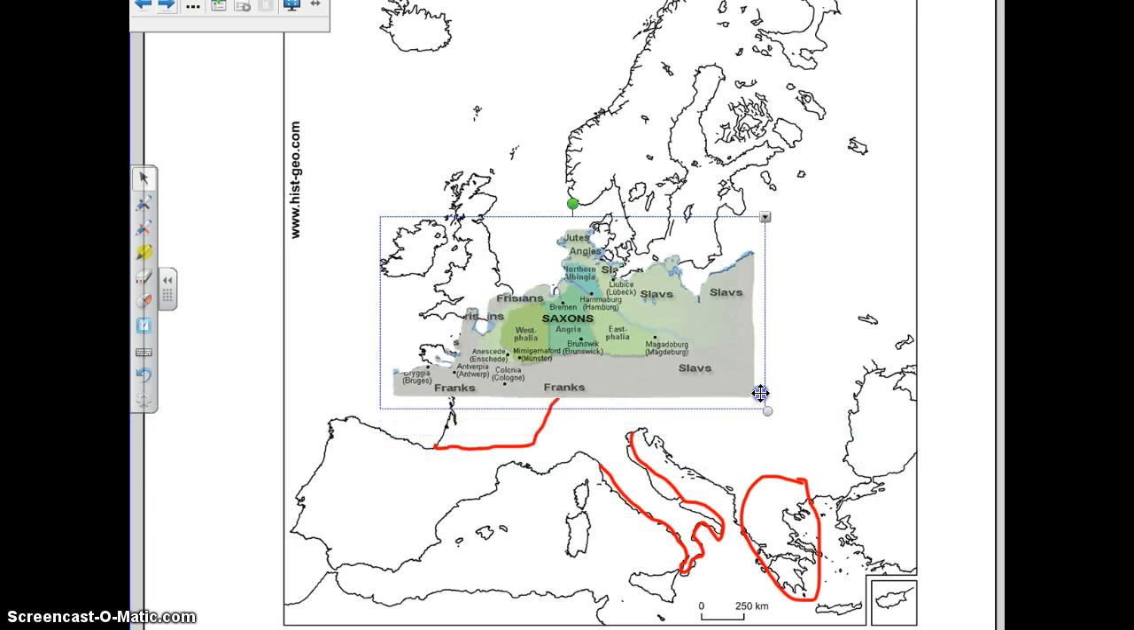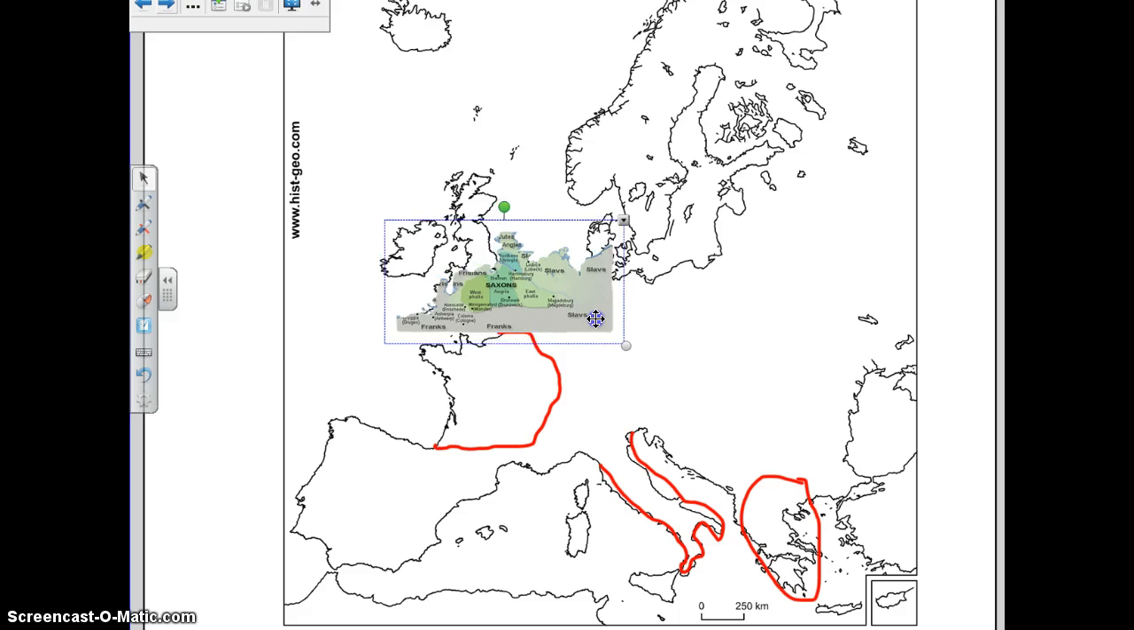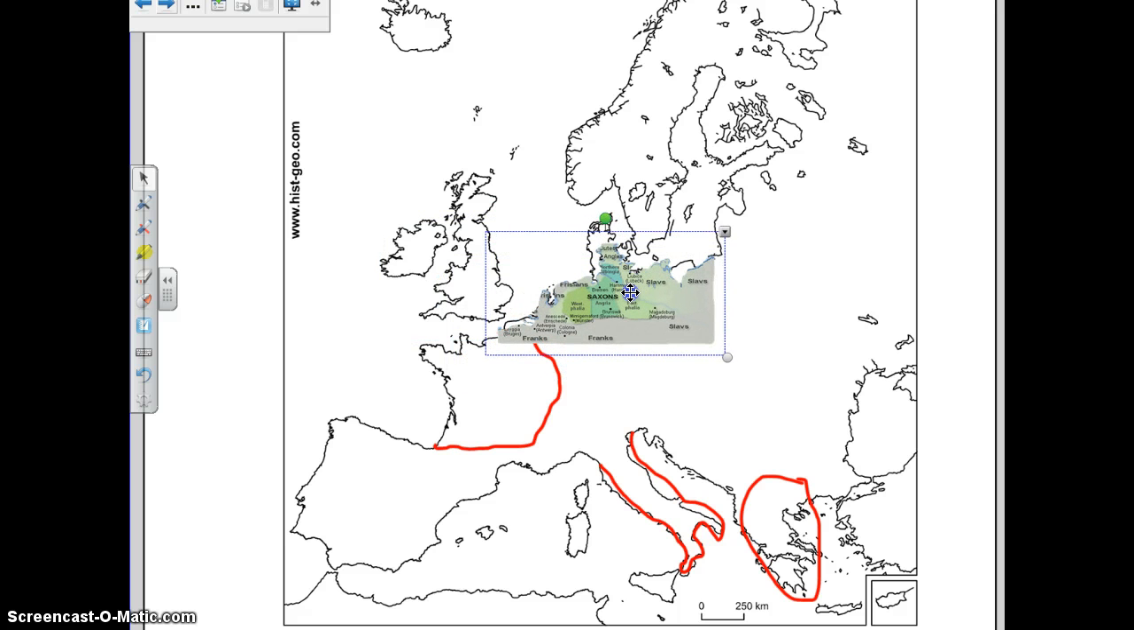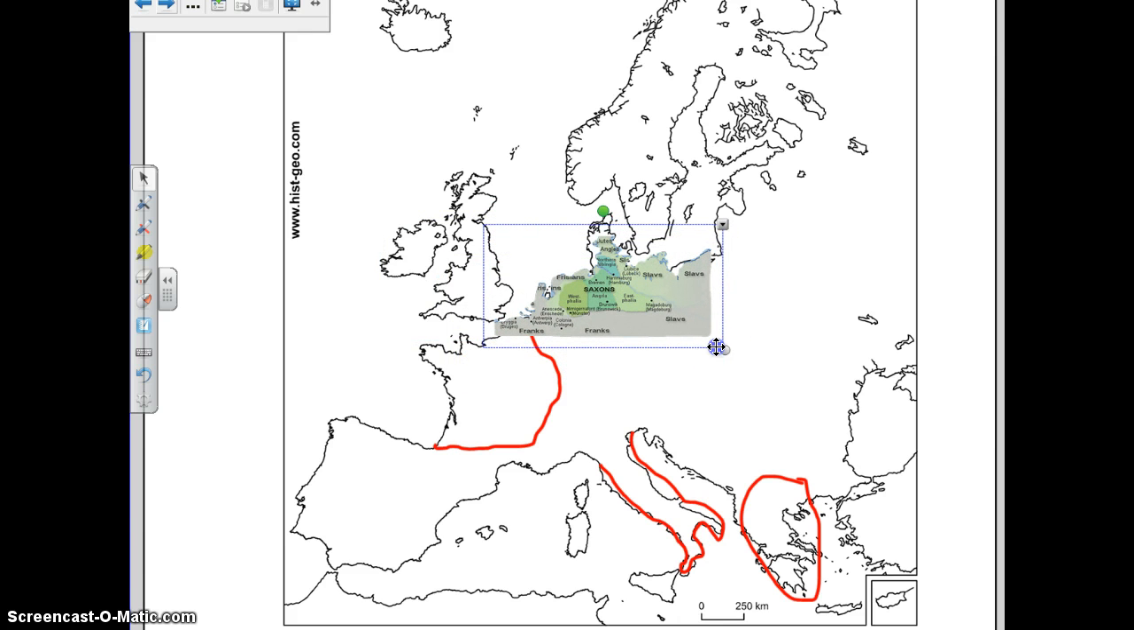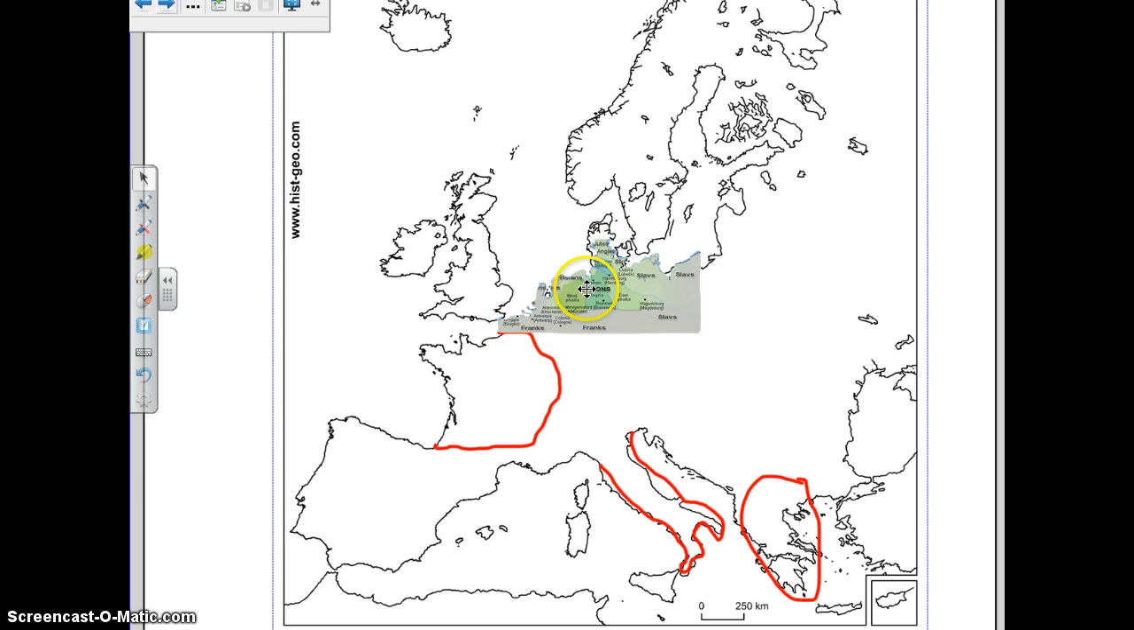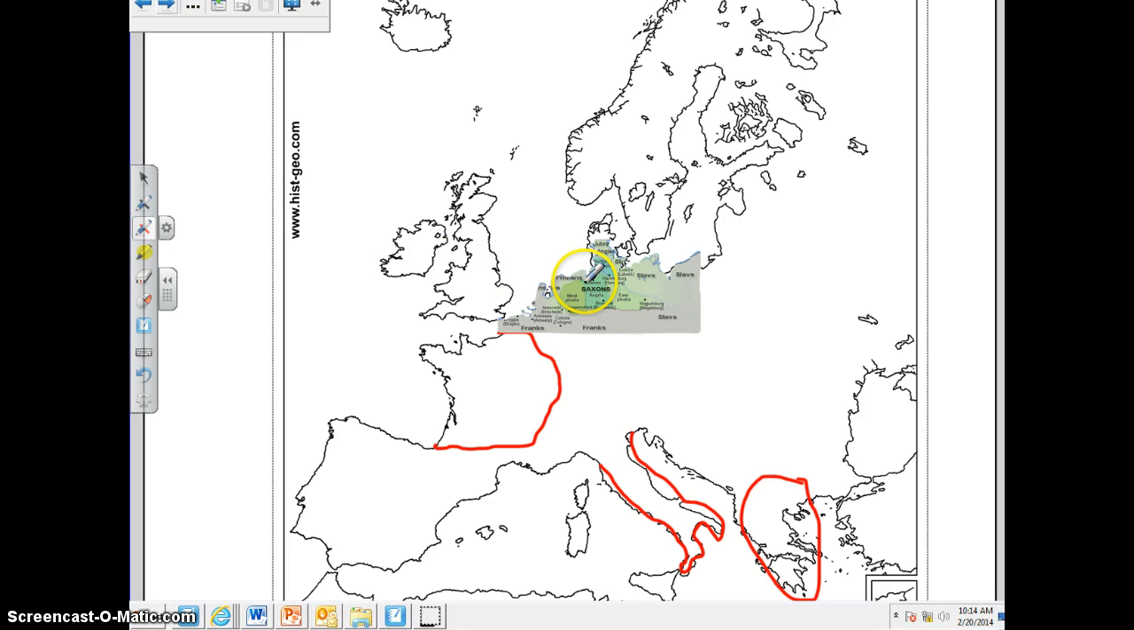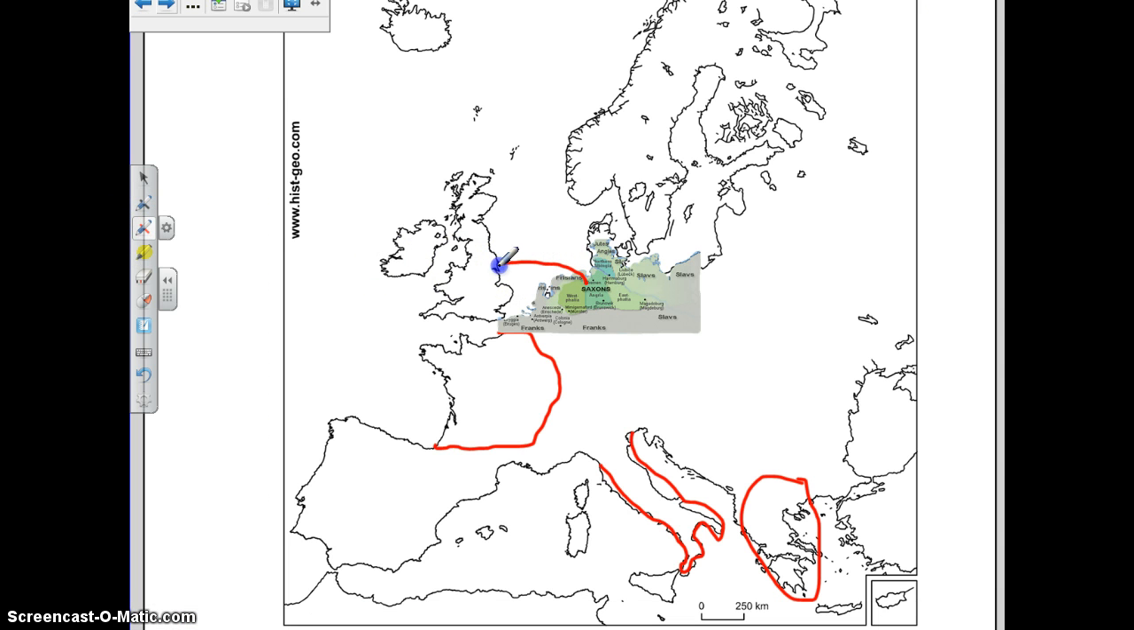Let's shrink it down a bit and show you how it fits into this map. Right about here. So these Saxons are going to travel from here just across the North Sea to England. This is where they're going to come from.